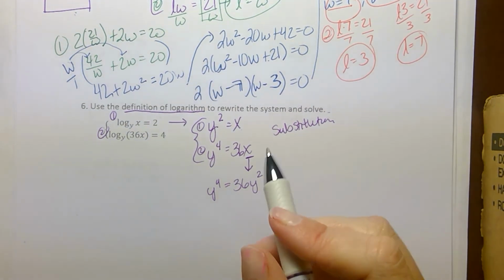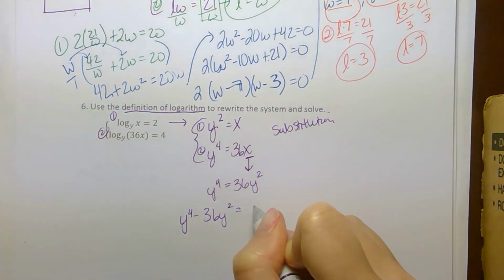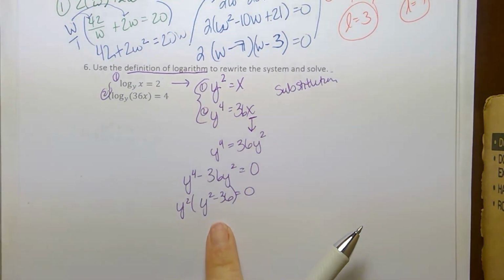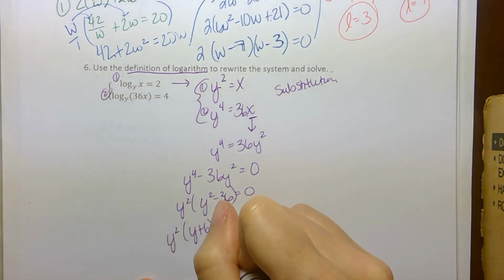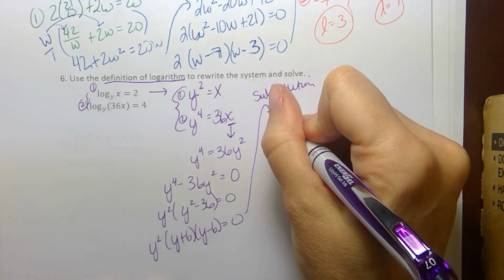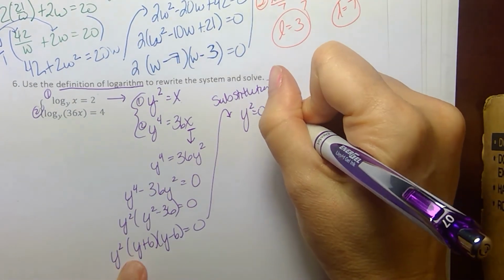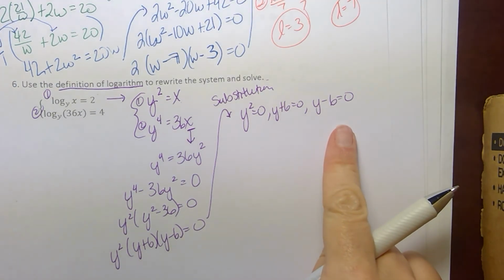What I'm going to do instead is set this equal to 0. So I'm going to move that over so that I have y to the fourth minus 36y squared equals 0. I'm going to factor out my common factor. And then this is difference of squares and it factors. So I have y squared times y plus 6, y minus 6 equals 0. So now I'm going to set each of these three equal to 0. So let's come up here and we say y squared equals 0, y plus 6 equals 0, and y minus 6 equals 0. So I'm starting with three different values for y.